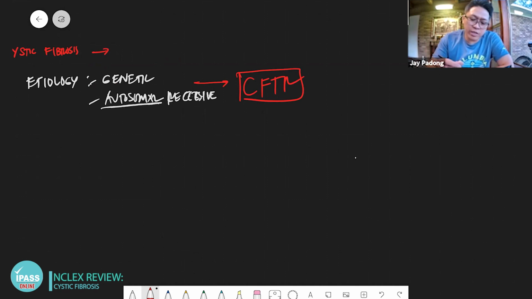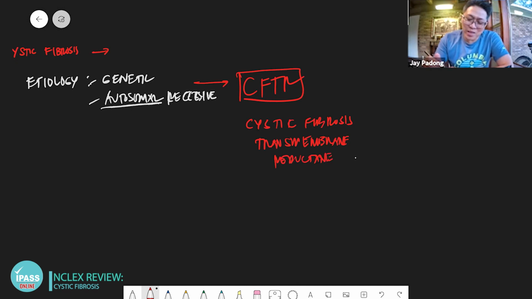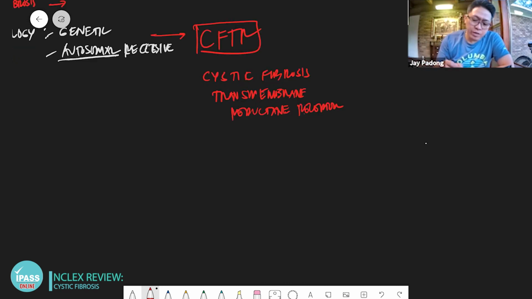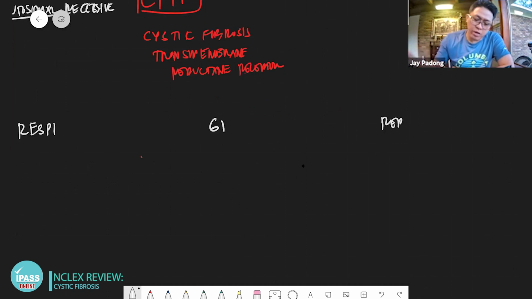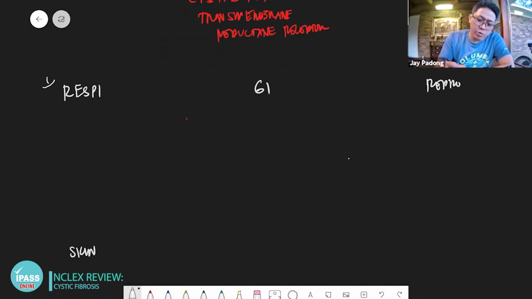What is this CFTR gene? Cystic fibrosis transmembrane conductance regulator. Of course, the NCLEX will not ask you the meaning of this abbreviation. What does it do? For example, if this is your cell, these are your organs affected, but it doesn't only affect these organs. I'm just paying particular attention to the organs affected that are prone to complications. Respiratory, I'll put here GI and your reproductive system. Maybe I'll just include your skin. So 1, 2, 3, 4.